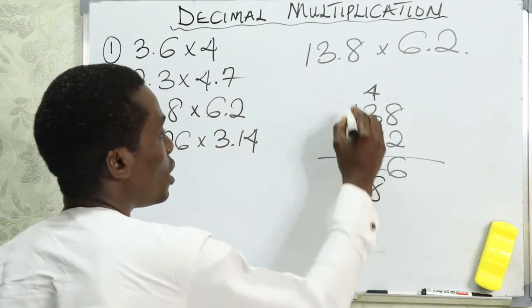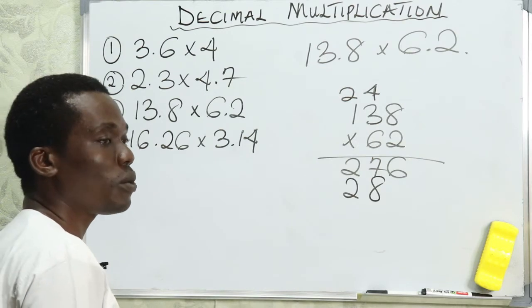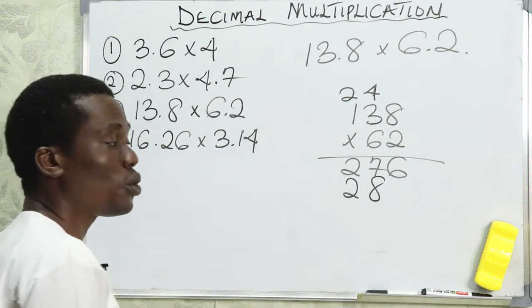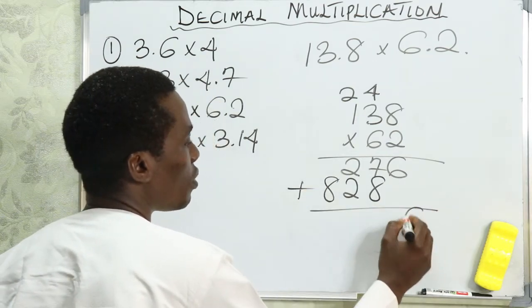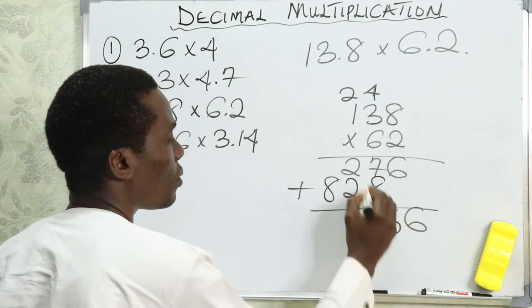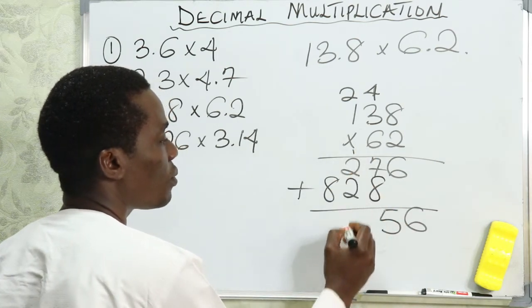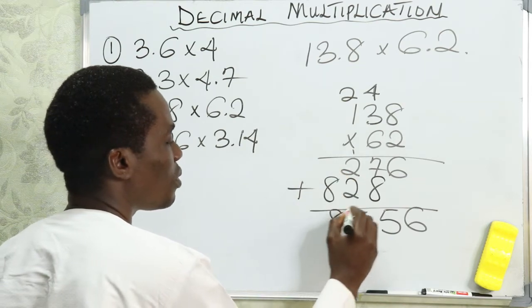You write 2, you carry what? You carry 2. 6 times 1 will give you what? 6 plus 2 will give you what? 8. So this will be added. That will give you 6. This plus this will give you what? 15. You write 5, you carry 1. This plus this will give you 4 plus 1, that will give you 5, right? Then this will give you 8.